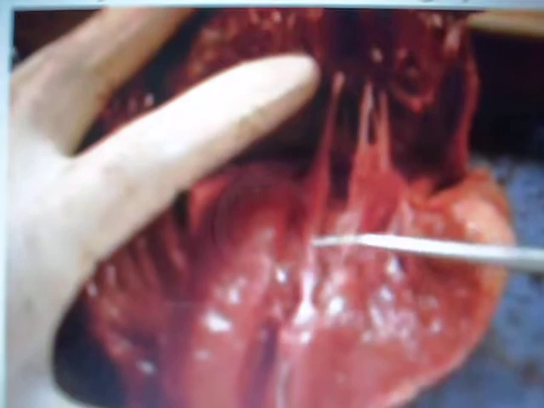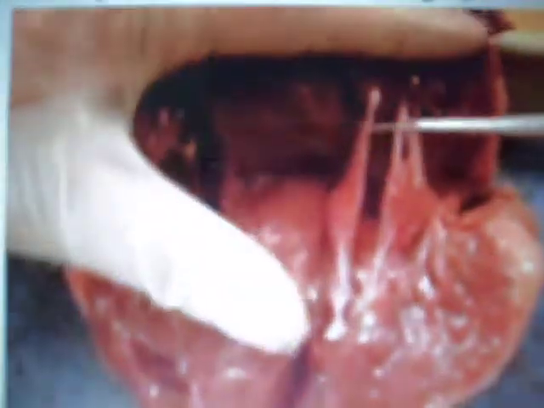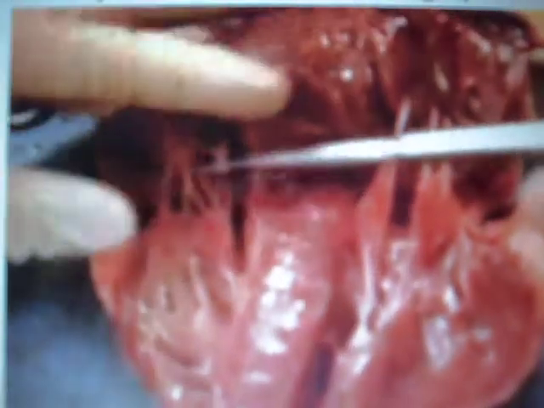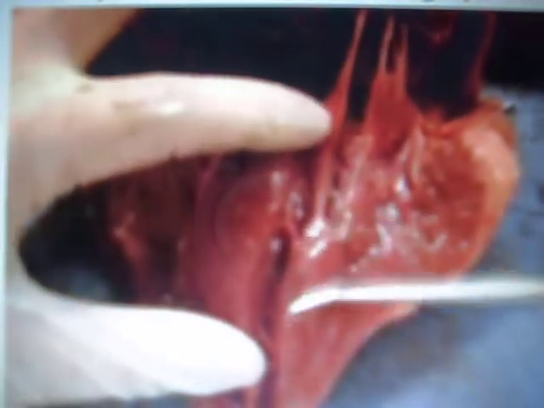Okay? Chordae tendineae. Check your spelling and your pronunciation, please. These are the chordae tendineae. Papillary muscle. Connect them. This is papillary muscle.